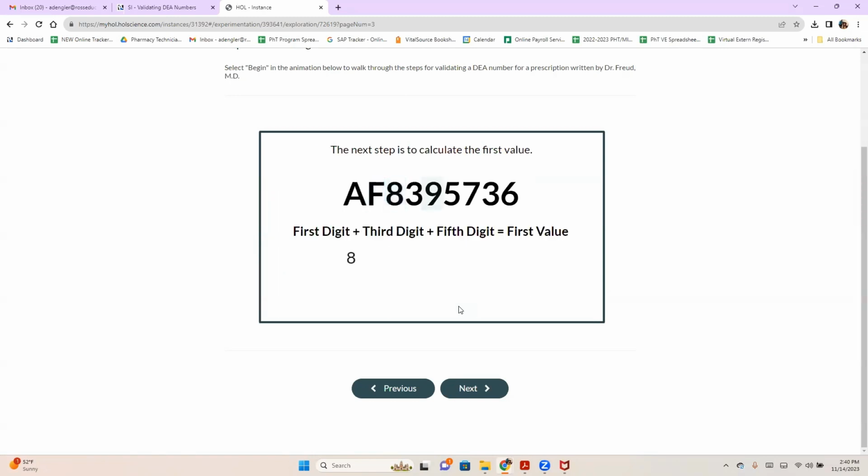The next step is to calculate the first value. So it just did it for us. It wants us to use the first digit, which is 8, and then the third digit, which is 9, and then 7. Adding those all up, that is 24.